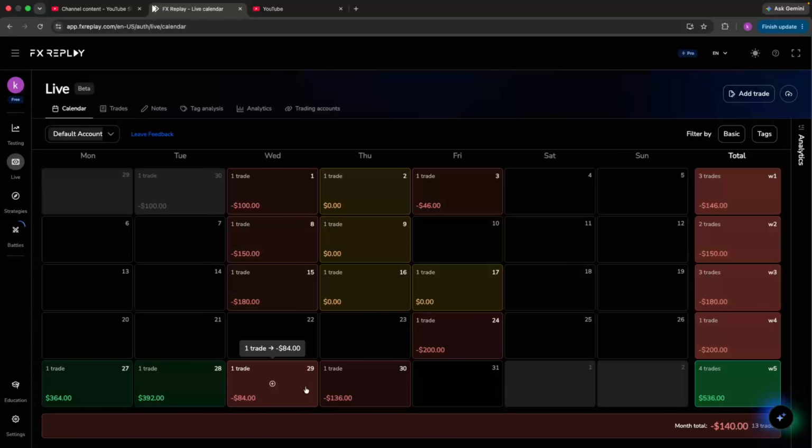But that's the type of risk to reward you want. That's the kind of risk management you want. You could take seven losses and only win two, and you're kind of okay. Because as you can see, for this month, I'm only down 1.4%.